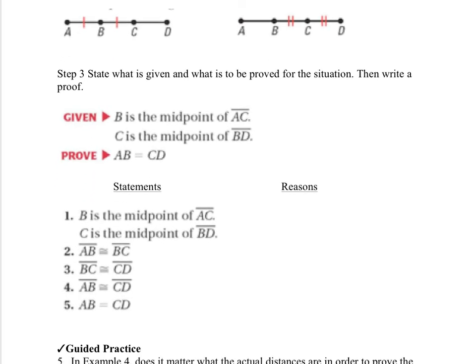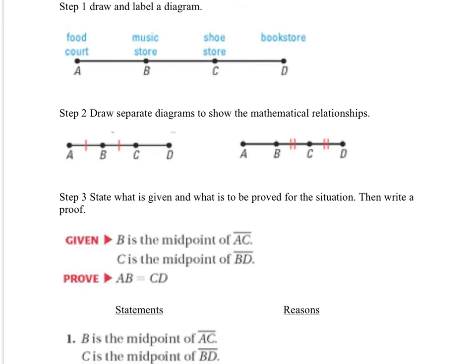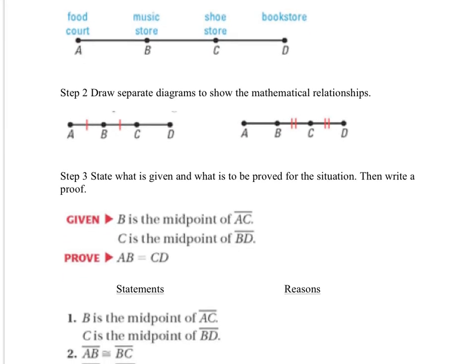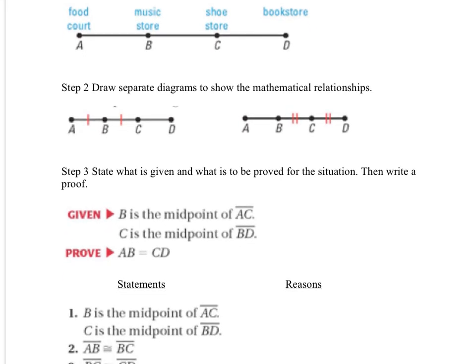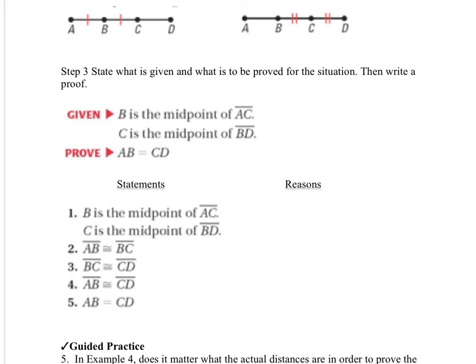We need to state what is given and what is to be proved for the situation, then write the proof. So I know that B is the midpoint of AC and that C is the midpoint of BD. I'm trying to prove that the distance from the food court to the music store is the same as the distance from the shoe store to the bookstore. So that would be AB equaling CD.